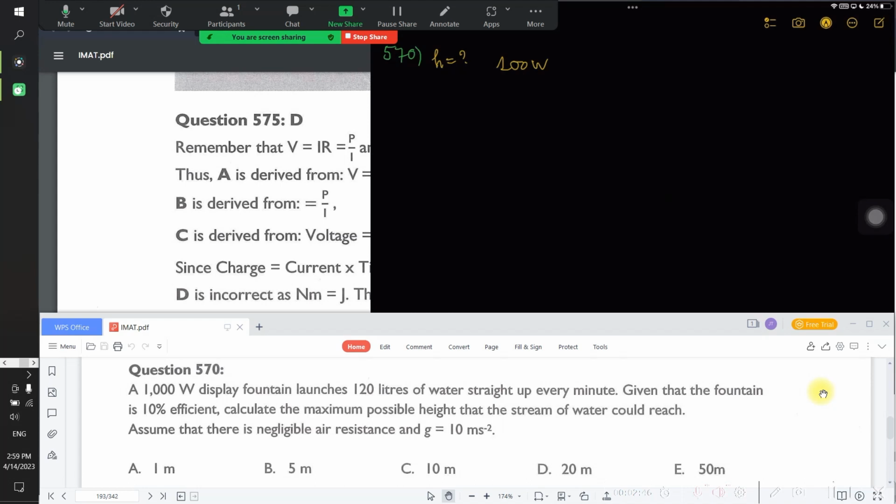So every minute, right? 120 liter. And what do we have here? We have G. Okay, so what is the formula that involves the height? So that is potential energy, right? Potential energy equals mass times G times delta H, isn't it?